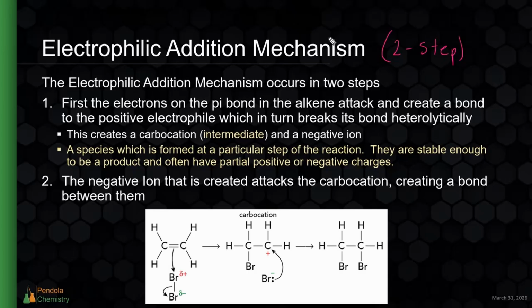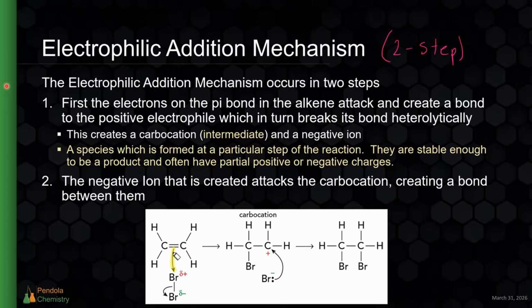In the first step, what's going to happen is that the electrons on the pi bond of the alkene, of the double bond, are going to be attracted to that partial positive part of the electrophile, whether it's the bromine that's been polarized, or the hydrogen in steam, or the hydrogen in the hydrogen halide. The negative electrons in the pi bond are going to be attracted to the partial positive section of the electrophile. So the pi electrons are going to look at that positive charge and they're going to be like, how you doing? Positive charge.